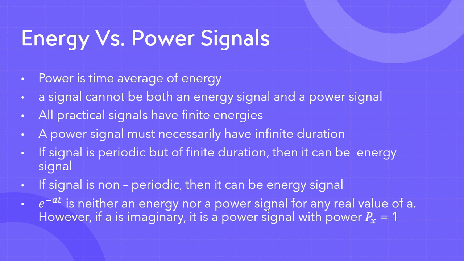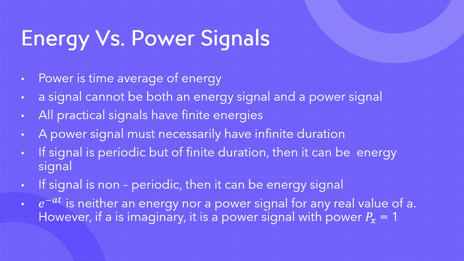In even and odd signals, we have seen that every signal can be represented using two parts, even part and odd part. A signal can have an even part and an odd part, or either one of them. It can have an even part with no odd part, or an odd part with no even part. But for energy and power signals, there exists a third possibility: your signal can be an energy signal, or a power signal, or neither of them.